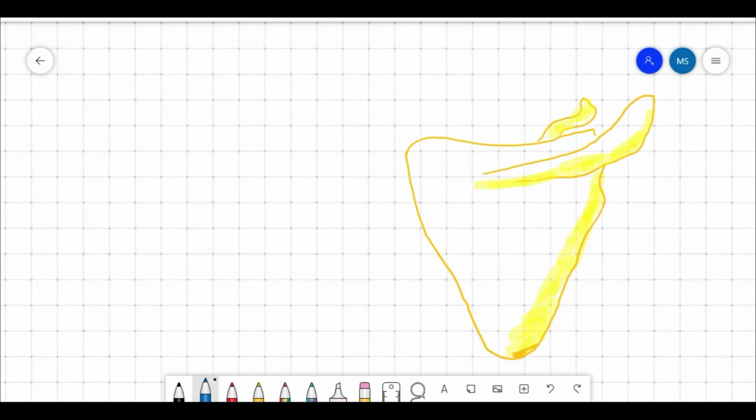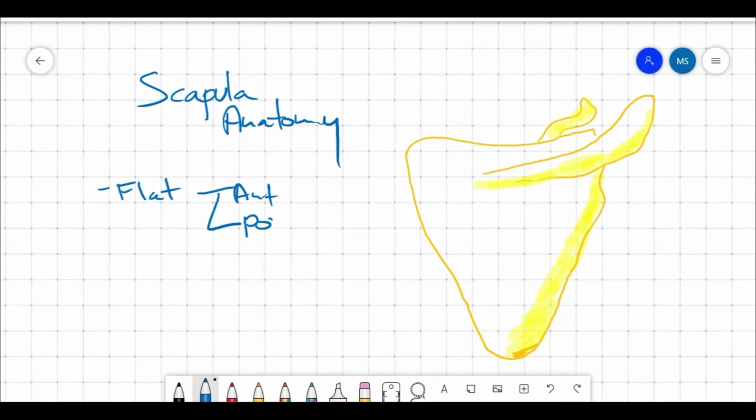Okay, now coming back, we are studying scapula and its anatomy. First of all, we should know how we will identify whether the scapula we are seeing is from the anterior side or from the posterior side. Scapula is a flat bone, flat from the anterior side and flat from the posterior side, but there are some peculiar structures which identify whether it is from the anterior or from the posterior.